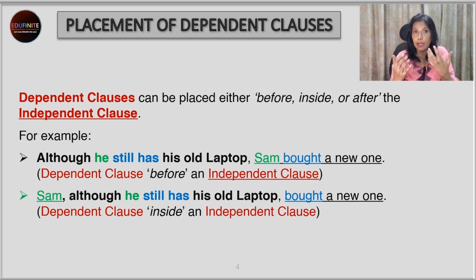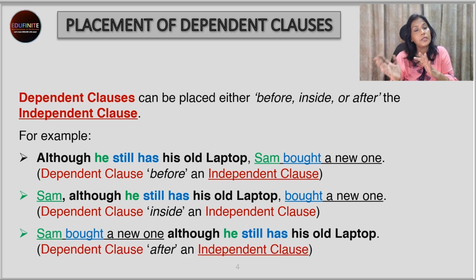Well, now the last thing is when we put it at the end. So, Sam bought a new one, although he still has his old laptop. So when we put a dependent clause at the end of the independent clause, we never use a comma. But when it is before the independent clause, we use a comma. And when we place it in between the independent clause, then also it begins with a comma and ends with a comma. So these are the criteria of the placement of a dependent clause.